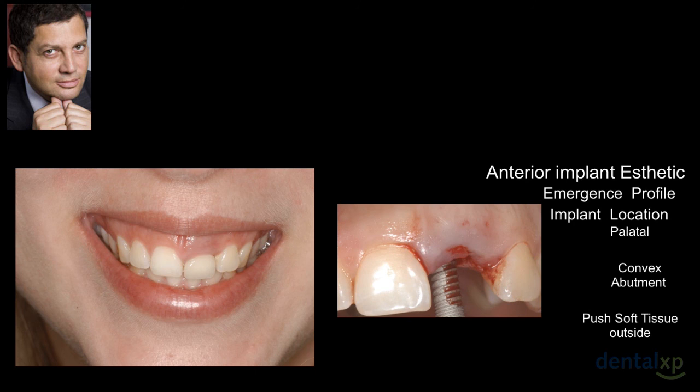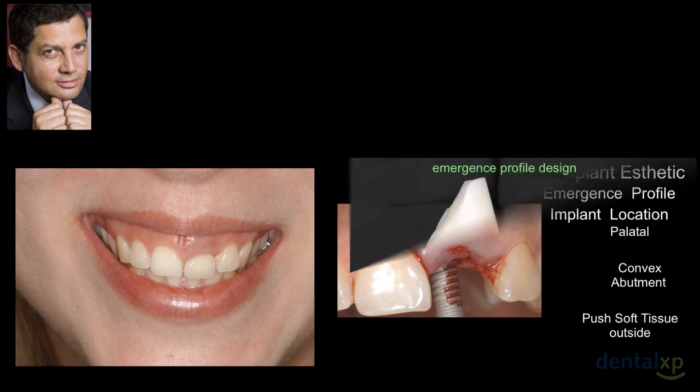So this convex abutment will push the soft tissue outside, but not too much, which will give enough soft tissue thickness which can resist the biological changes. So we can see this is the abutment, the ideal emergence profile, which is convex and not under contoured and still gives enough space for the soft tissue support.